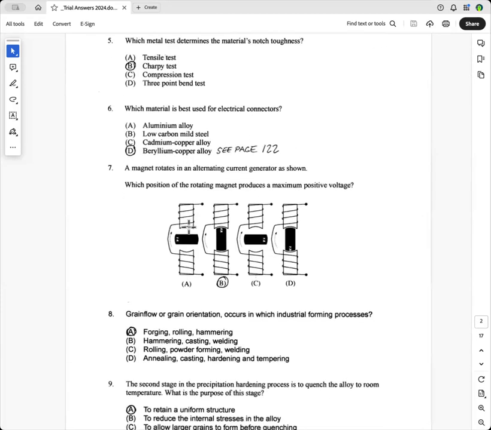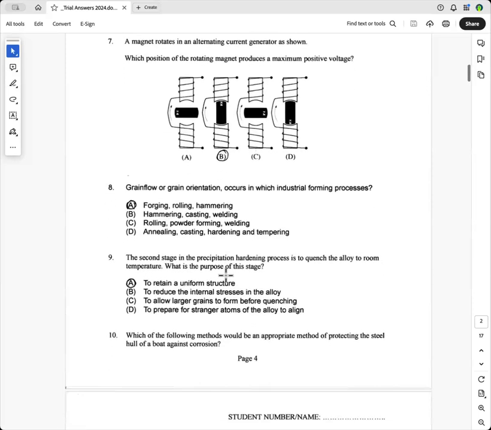Question 7, a magnet rotating in an alternating current generator is shown. Which position of the rotating magnet produces the maximum positive voltage? So the rotor is going clockwise, and as it goes through this magnetic flux here, it produces a positive current. And as it goes back through, that will be the negative, and so B is the correct answer.